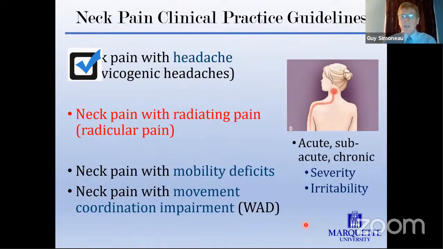So the next group is neck pain with radiating pain, which is radicular type of pain. This is a group that has a wide spectrum in terms of severity and irritability. So this is the difference here compared to some of the other conditions: with radiating pain or radicular pain, you can have people from minimal amount of pain in the upper extremity to people with very significant deficits in terms of strength and sensory function. Therefore, a very wide spectrum in terms of the complexity of the treatment and also the time for recovery that these people will need.